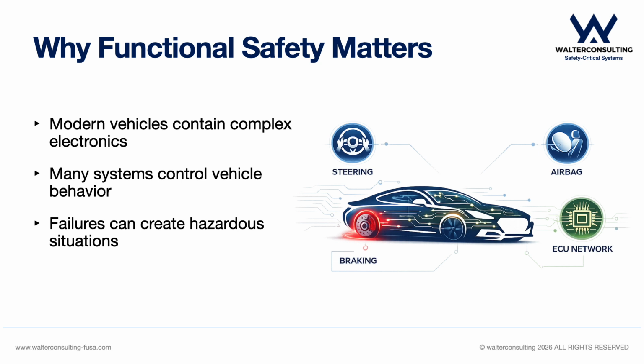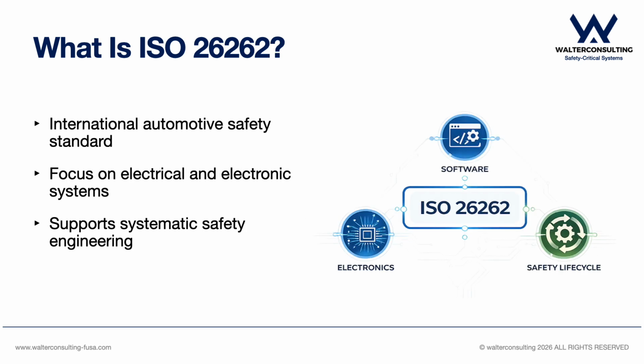Now imagine that one of these systems behaves incorrectly. A sensor provides wrong data, a control unit fails, or a software component crashes. What could happen? In some cases, the result could be a hazardous situation. And this is exactly why functional safety is so important. To manage these risks, the automotive industry developed the standard ISO 26262.